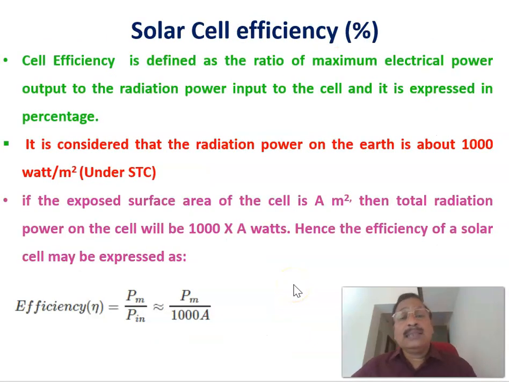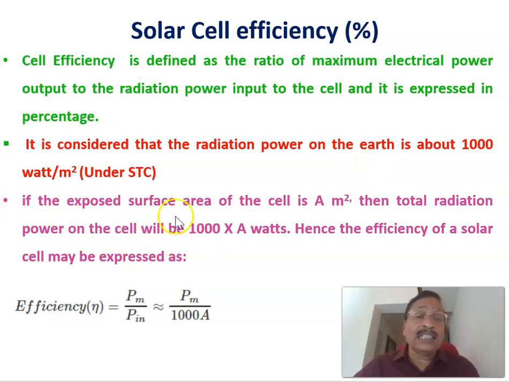Okay, now let us see another parameter, which we call solar cell efficiency. Solar cell efficiency is defined as the ratio of the maximum electrical power output to the radiation power input to the cell, and it is expressed as a percentage. It is considered that radiation power on the earth is about 1000 watts per meter square. We will be calculating this efficiency under standard testing condition, that is 1000 watts per meter square, temperature of 25 degree centigrade, and air mass ratio equal to 1.5.